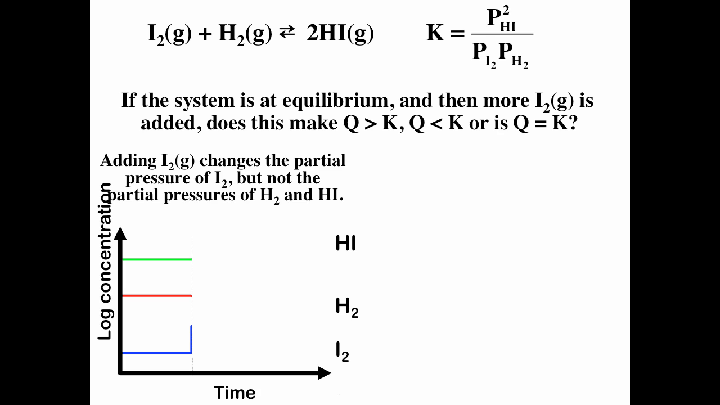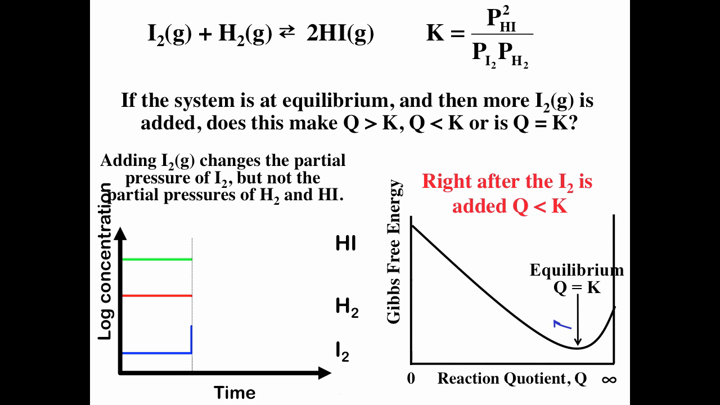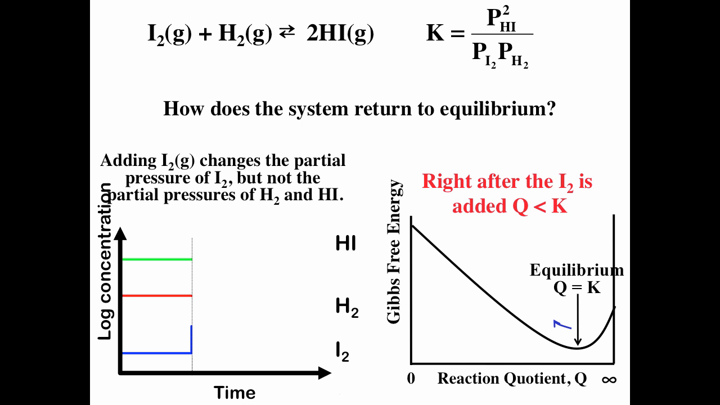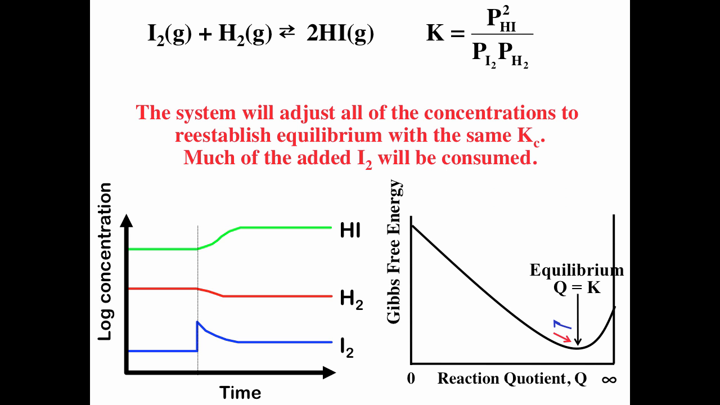And so because iodine's on the bottom, if we make that bigger, Q will go down. Right after we add the iodine gas, Q goes down. So we're pushing the boulder to the left. Now, how will the system respond to this disturbance? Well, the boulder is just going to go right back down to the minimum. And so some of the iodine is going to be consumed until we get back to equilibrium.